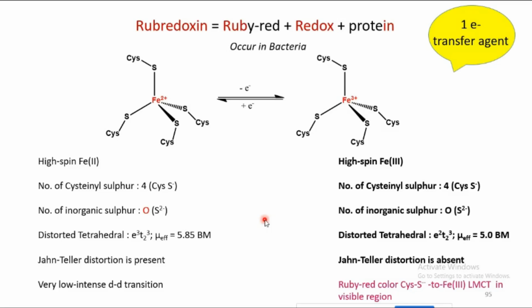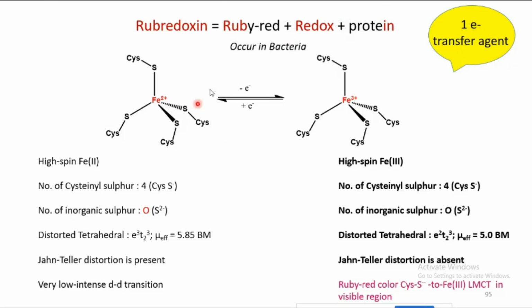So this is the first enzyme which we are going to discuss: rubredoxin. Rubredoxin is the name itself. We can see that it is a ruby red color redox active protein. The name is constituted from letters taken from these words. So what is its role? It is an electron transferring agent. How many electrons can it transfer? You can simply come to the answer that it can transfer only one electron. They are present in bacteria also.